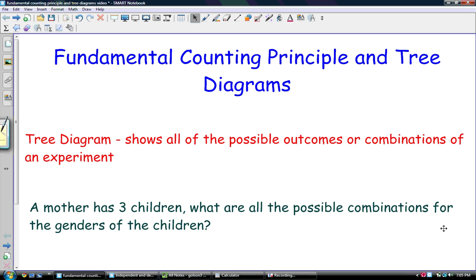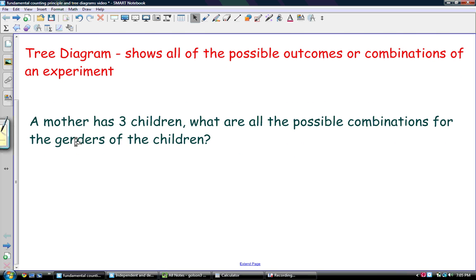So the first one we're going to talk about is a tree diagram. You can see here in the middle what a tree diagram does for us is it shows all the possible outcomes or combinations of an experiment. Like I said, we use this when we're talking about more than one event occurring. Okay, so I'm going to give you an example here.